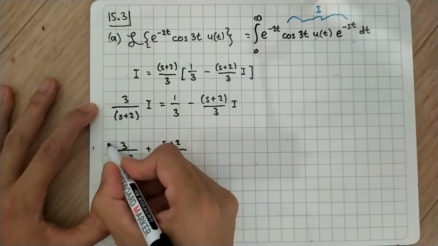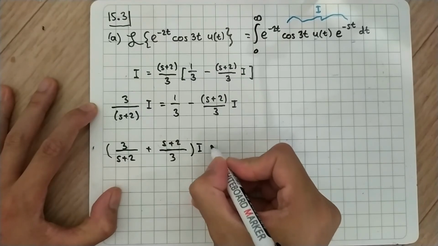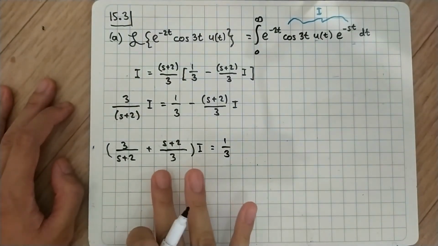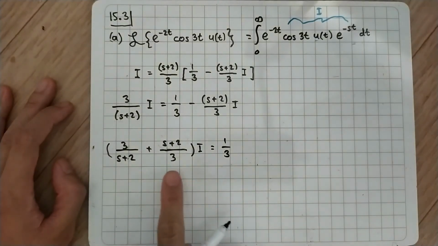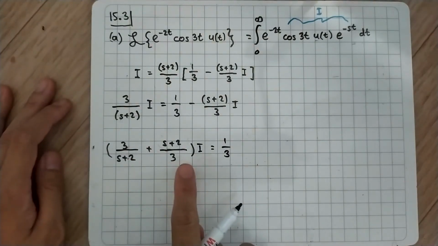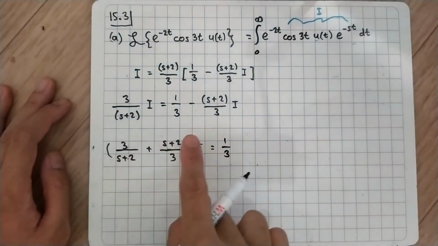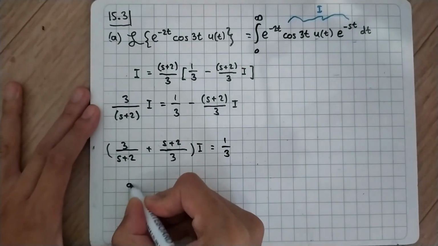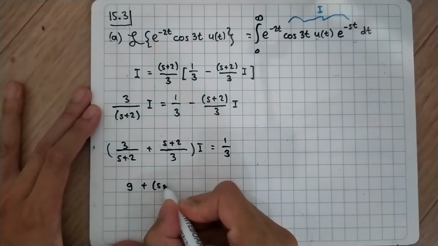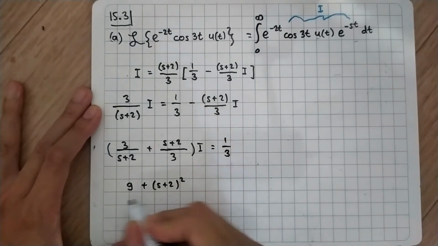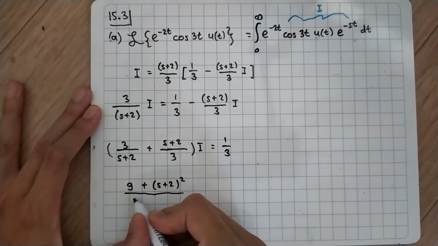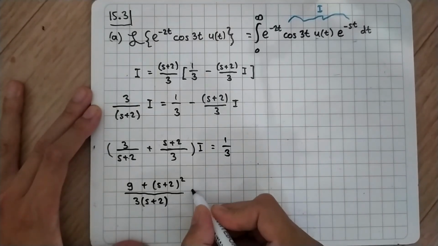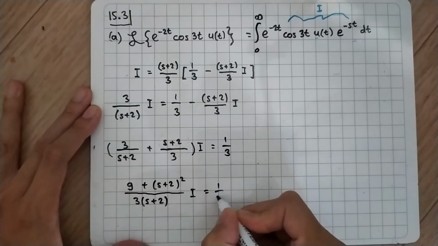And all of this multiplied by I. And that will equal 1/3. Okay, now we can manipulate this. So that will be this times this, this times this, over this times this. Okay, now we will have 9 plus s plus 2 squared divided by 3 over s plus 2, of I, that will equal 1/3.